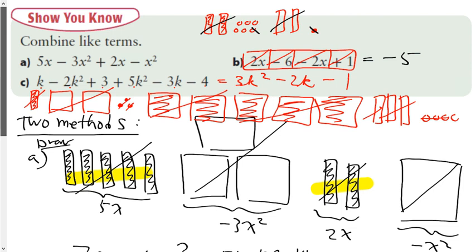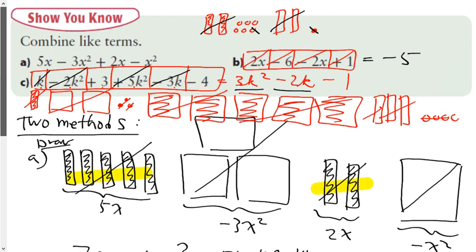Okay. And again, without modeling it, method 2 would be box it up, keep your things together here like this, identify your highest degree term, those are your k squareds, negative 2k squared and positive 5k squared, combine those coefficients, you end up with 3k squared. A positive k and a negative 3k make a negative 2k, and a positive 3 and a negative 4 still make a negative 1.